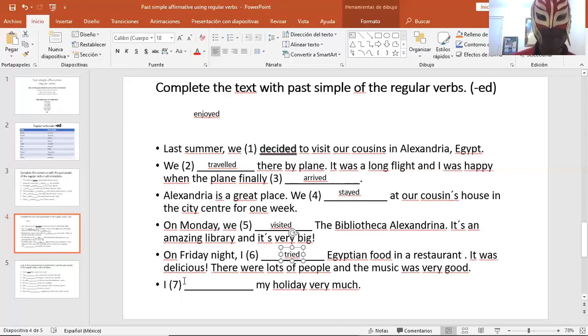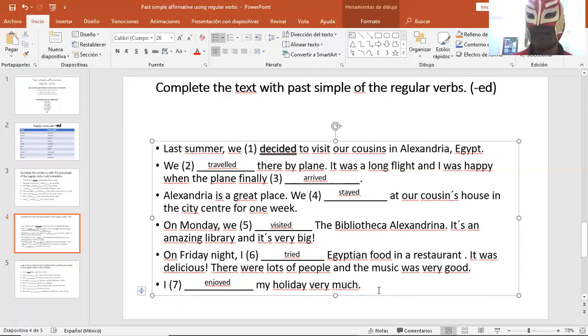And number 7, I enjoyed my holiday very much. Yo disfruté de mis vacaciones mucho. I enjoyed my holiday very much.